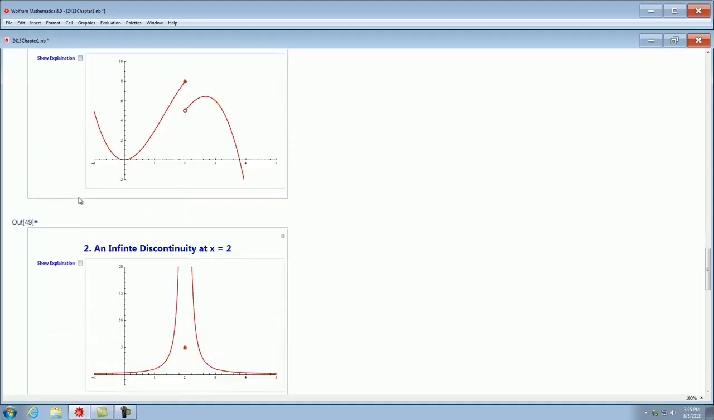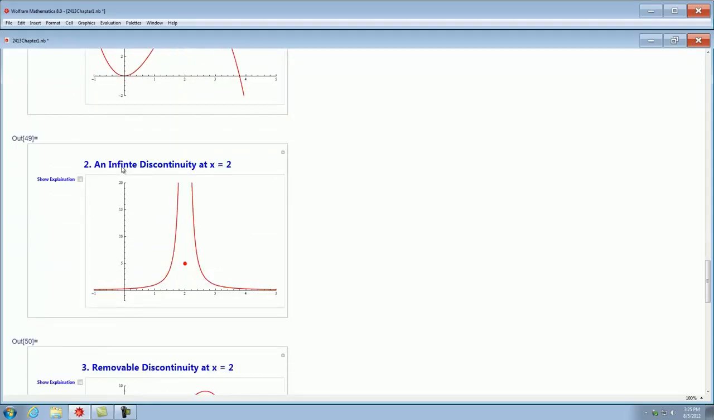The other type of discontinuity, or the second type, is called an infinite discontinuity. Notice with this one, as I come into 2 from the left, I'm headed to infinity. Come into 2 from the right, I'm headed to infinity. So the limit exists because they're both headed towards positive infinity. But the function's value at 2 is 5.